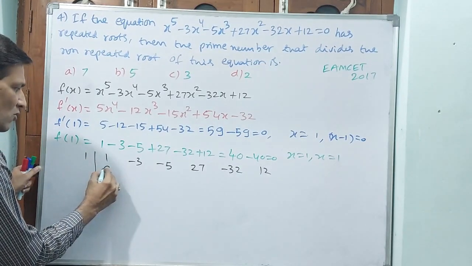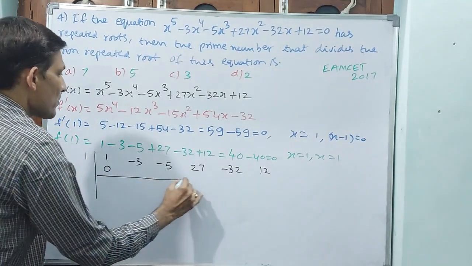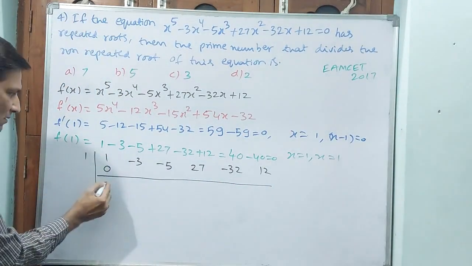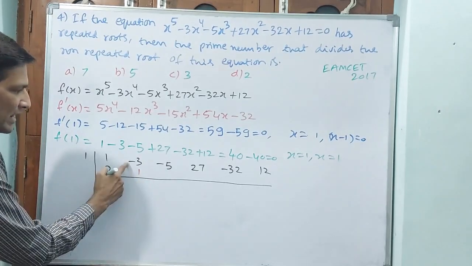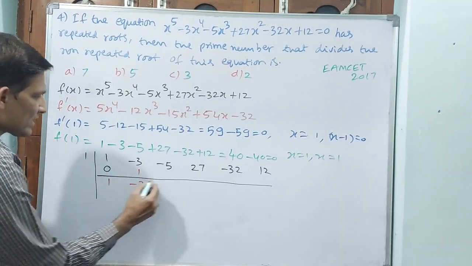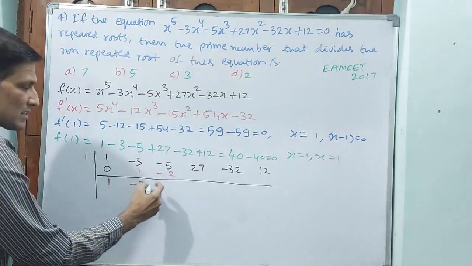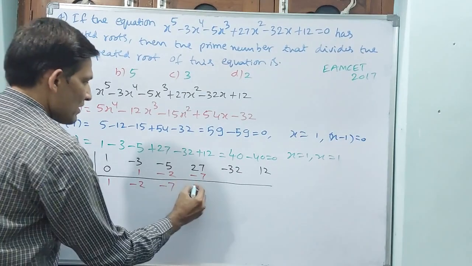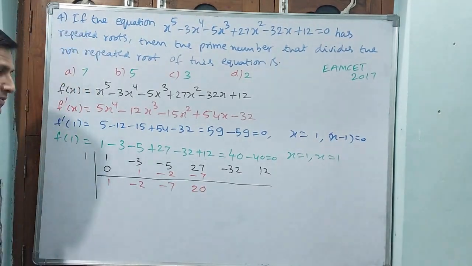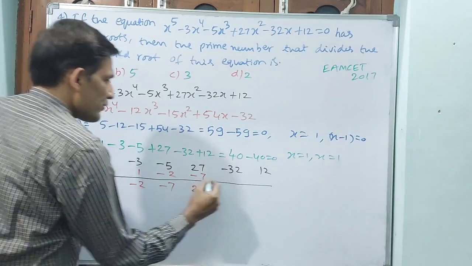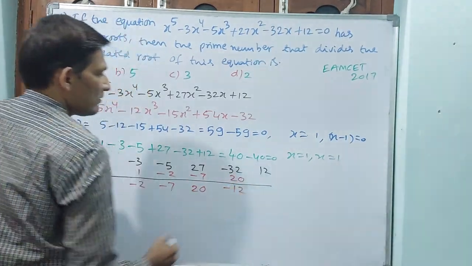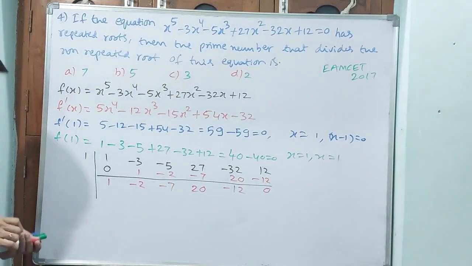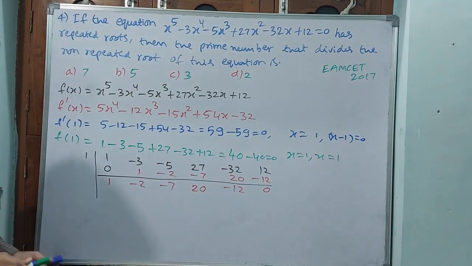Okay. First time 1, 0. 1 into 0 is 0. Then add: 1 plus 0 is 1. 1 into 1, 1. Minus 3 plus 1 is minus 2. 1 into minus 2, minus 2. Minus 5 minus 2 is minus 7. 1 into minus 7, minus 7. 27 minus 7 is 20. Okay, adding. 1 into 20, 20. Minus 32 plus 20 is minus 12. 1 into minus 12, minus 12. Remainder 0. Okay. See, this is 1. Another repeated root is there, another one.